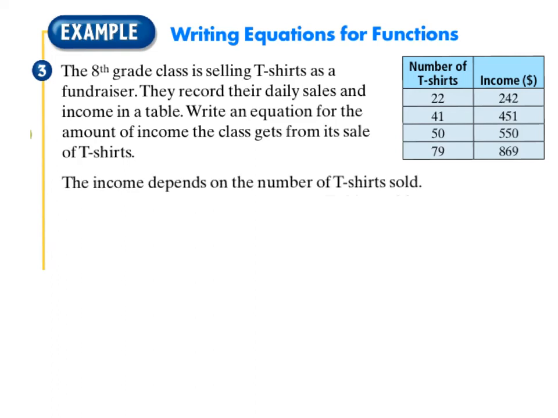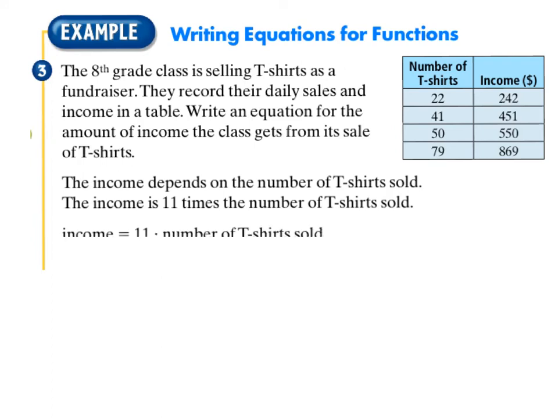So the income depends on the number of t-shirts sold. The number of t-shirts is our input category and the money is our output category. The income is 11 times the number of t-shirts sold. So our function is income equals 11 times the number of t-shirts sold. Or if you wanted to rewrite that, it would be y equals 11 times x.